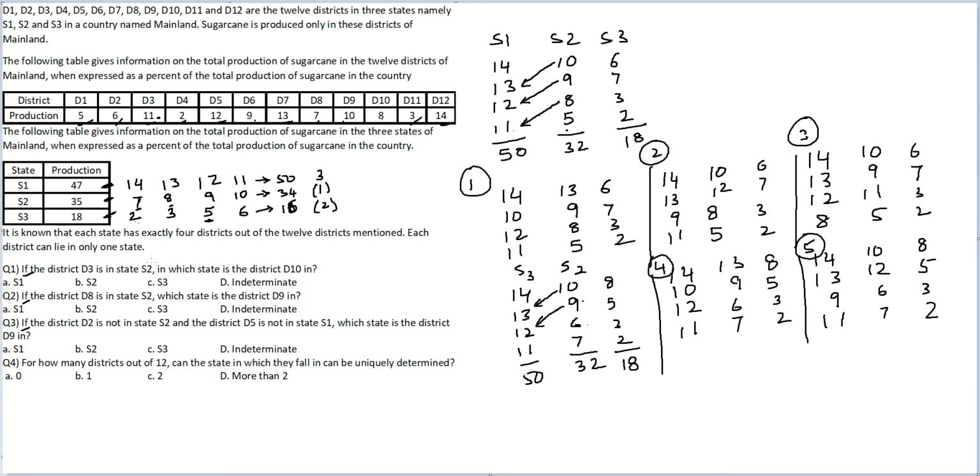If district D3 is in state 2, D3 is 11, so 11 is in state 2. 11 is not in state 2 in case 1, 11 is not in state 2 in case 2, 11 is in state 2 in case 3. So we are talking exclusively of case 3 right now.